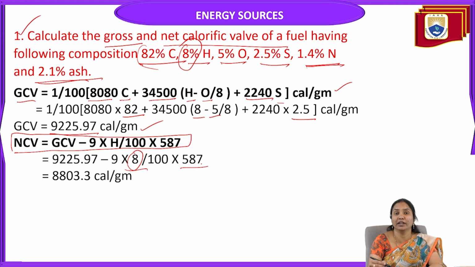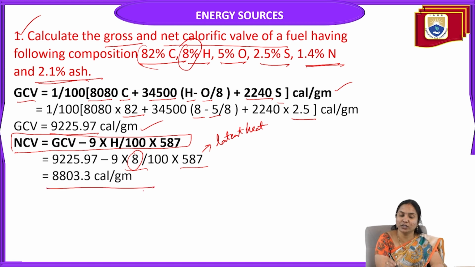So what is the meaning of 587? Already we discussed it in previous problems also. 587 is the latent heat evolved. Its value is 587 kilocalorie per kg or calorie per gram. So we can substitute the hydrogen percentage in this formula. Finally, we'll get 8,803.3 calorie per gram.